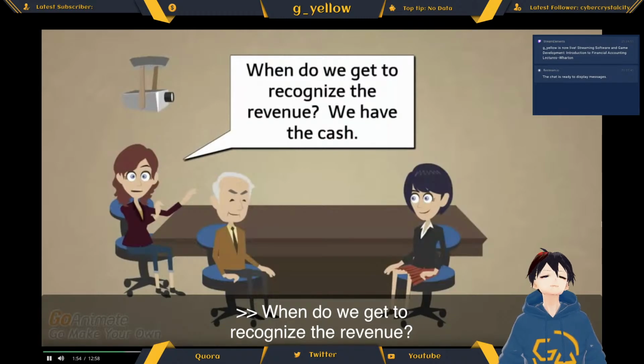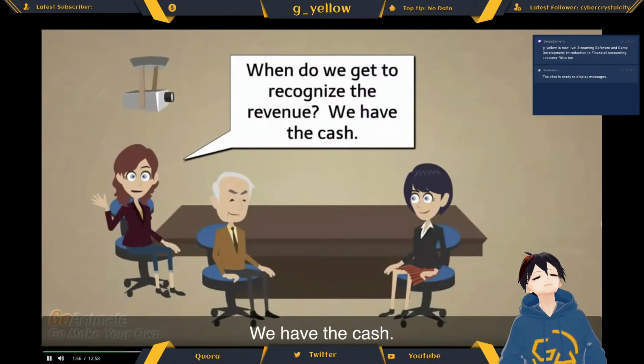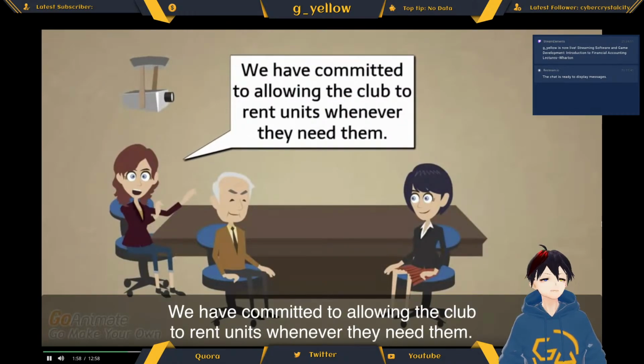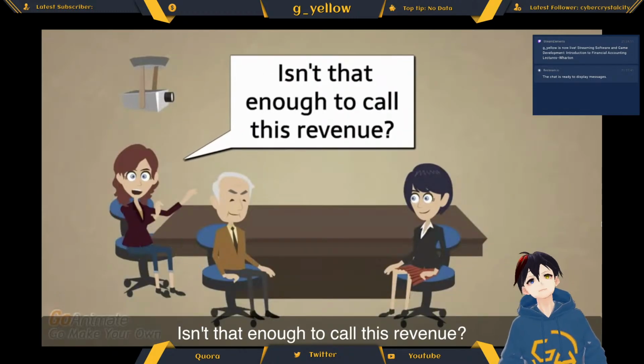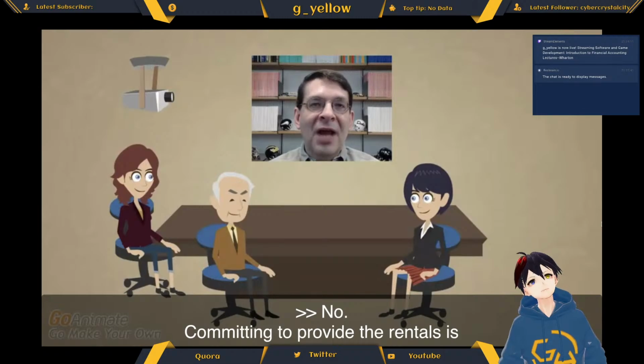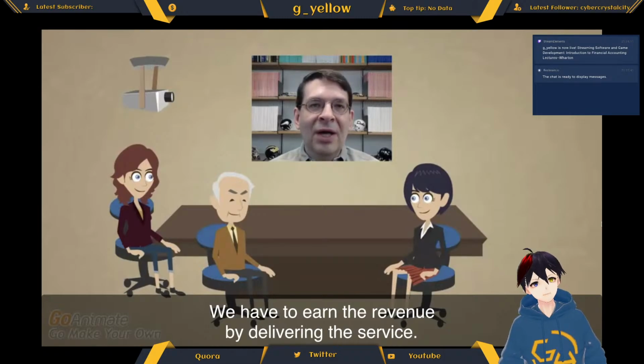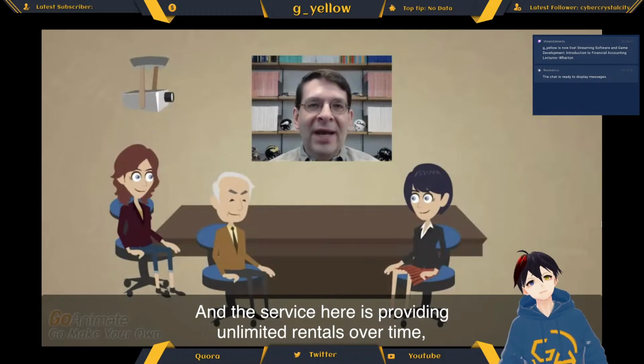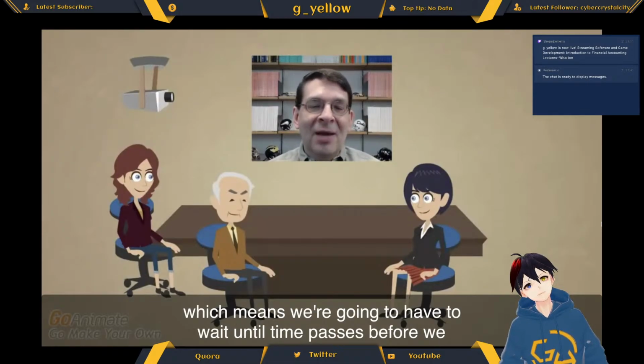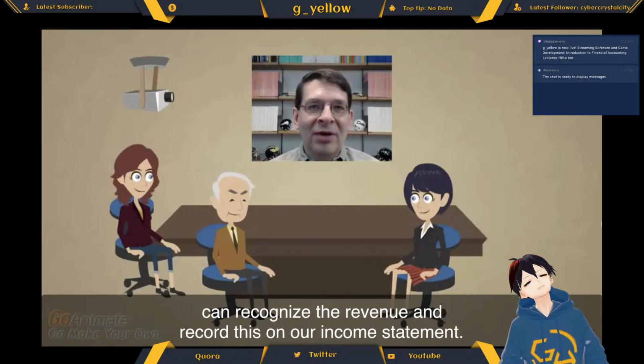When do we get to recognize the revenue? We have the cash. We have committed to allowing the club to rent units whenever they need them. Isn't that enough to call this revenue? No, committing to provide the rentals is not enough to be able to recognize the revenue. We have to earn the revenue by delivering the service. And the service here is providing unlimited rentals over time, which means we're going to have to wait until time passes before we can recognize the revenue and record this on our income statement.